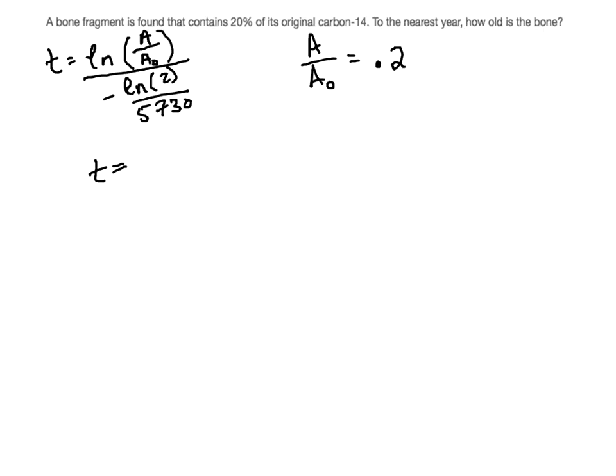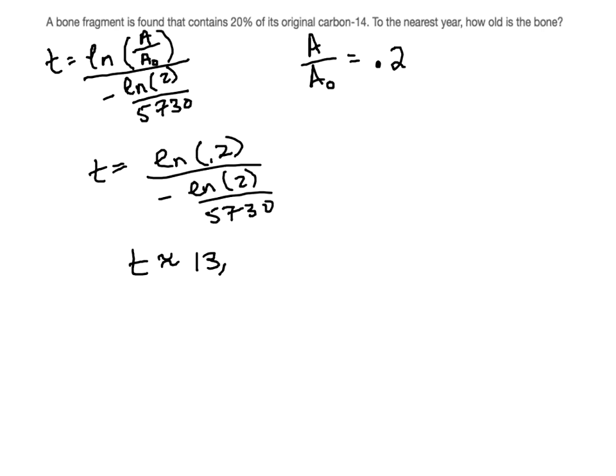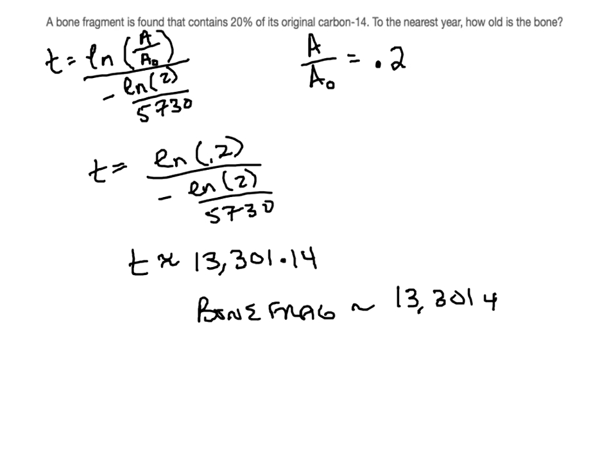So plugging all this information in, I get the ln of 0.2 divided by the negative ln of 2 divided by 5730. And when I put that all into my calculator, I get that my time is approximately 13,301 years. So my bone fragment is approximately 13,301 years old. Pretty interesting, huh?